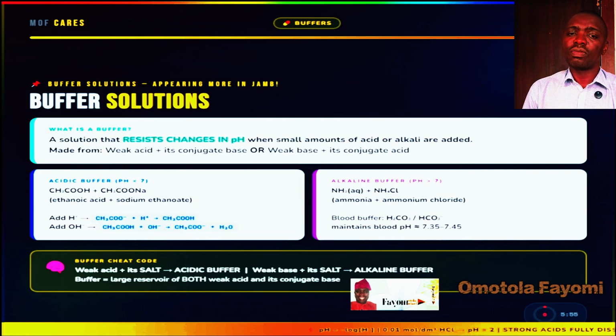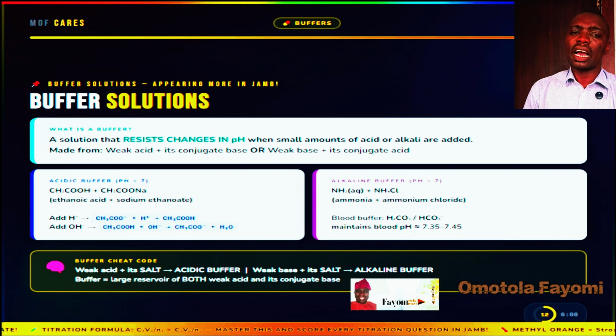What about buffer solutions? Buffer solutions are now appearing more frequently in JAMB, so pay close attention to this section. A buffer solution resists changes in pH when small amounts of acid or alkali are added to it.